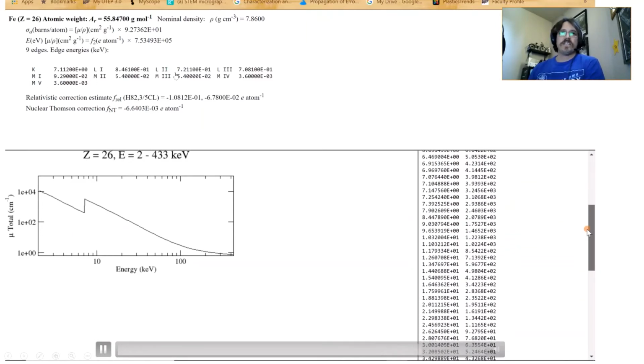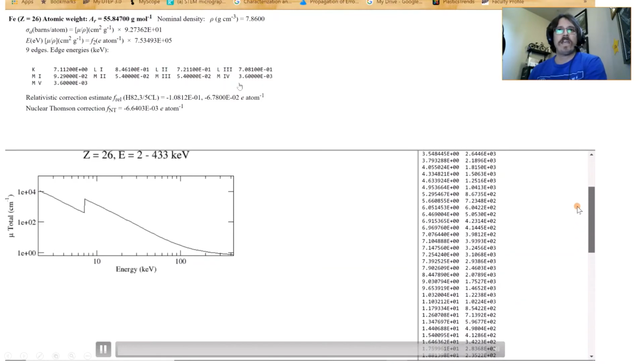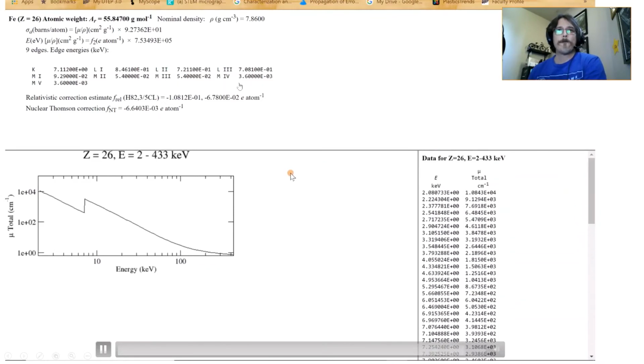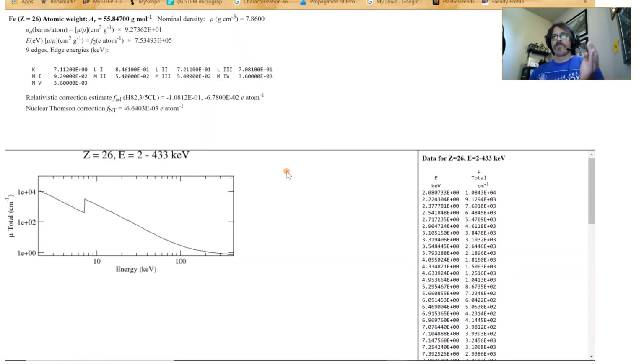But this actually gives you edge absorptions for a wide range of orbitals, right? So we have K, we have the multiple M's, and then we have the multiple L's as well. And sometimes L and M overlap in terms of energies and stuff like that, absorption and edge absorptions. And we'll talk about the absorption edge. But first, let us work out a problem.